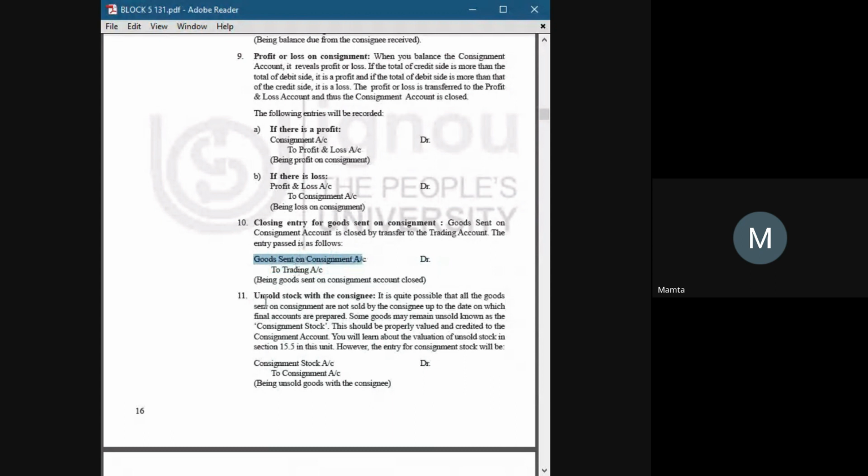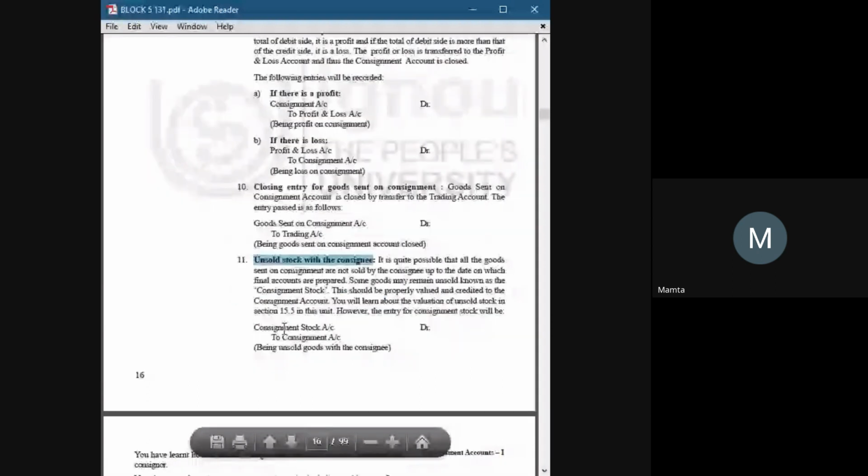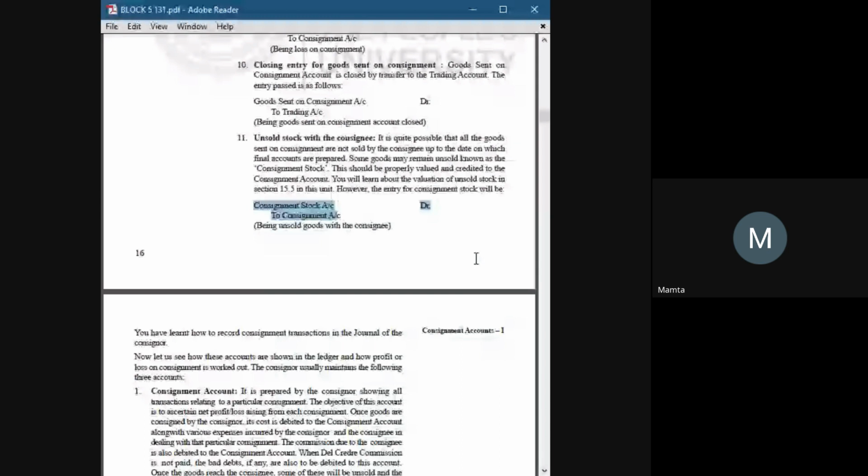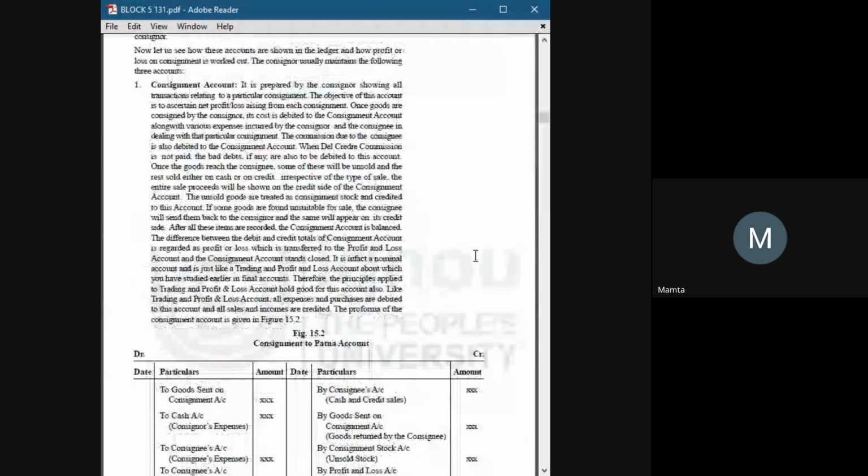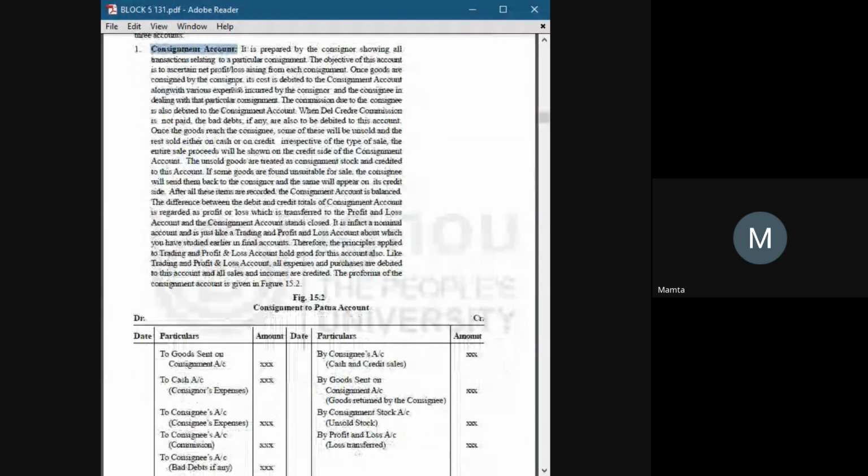Unsold stock with consignee: consignment stock account debit to consignment account. Now these were the entries. Now we will see how a consignment account looks.